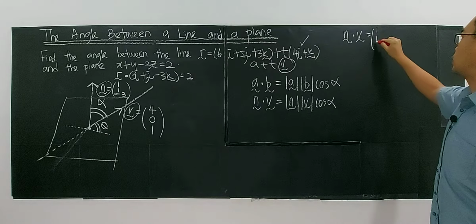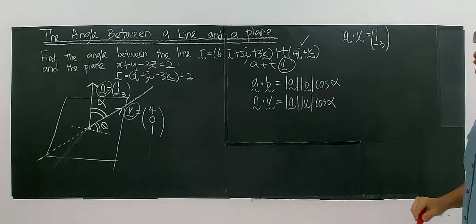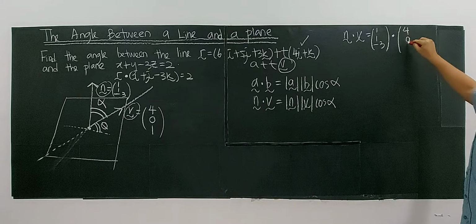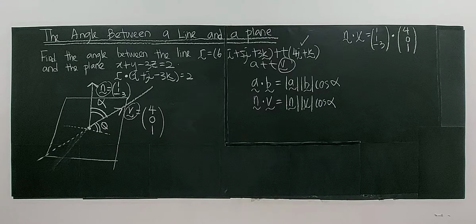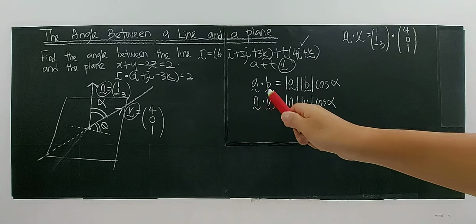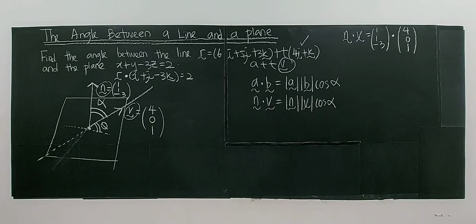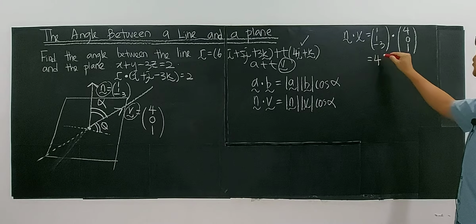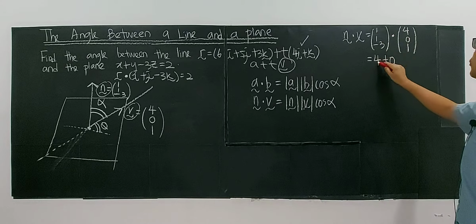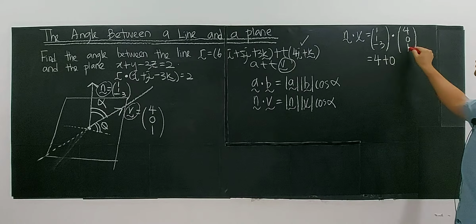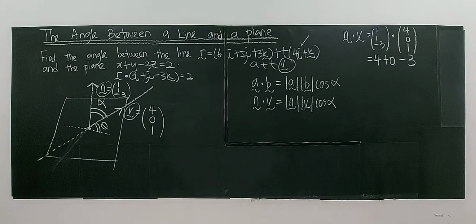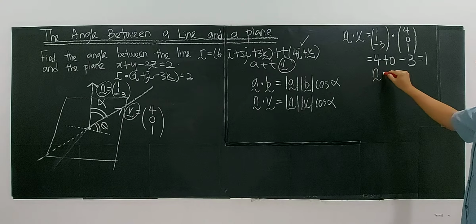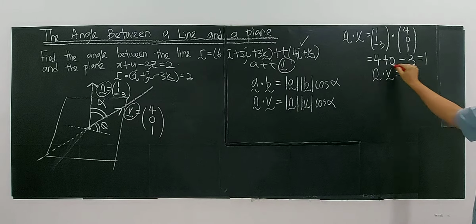So we have (1, 1, negative 3) dot with (4, 0, 1). So we find the dot product of the normal vector and the direction vector of the line. That gives us 1 times 4, which is 4, plus 1 times 0, which is 0, plus negative 3 times 1, which is negative 3, so that gives you 1. So it means that N dot V is 1.